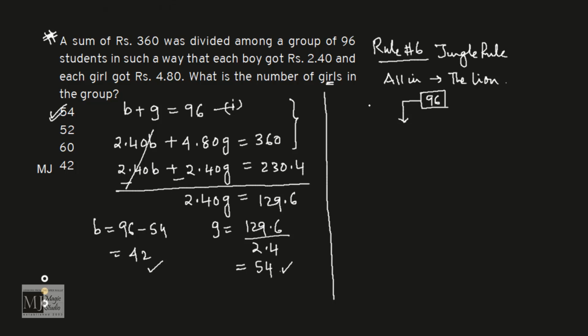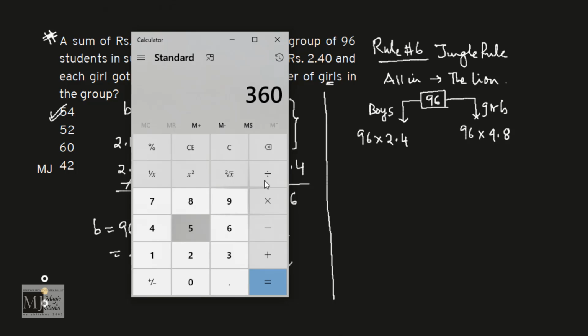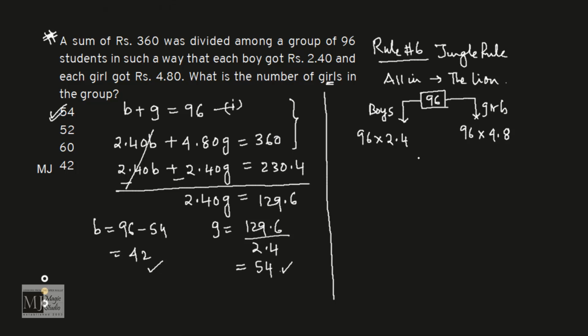Okay, if all of them are boys, then the money they will have is 96 into 2.4. And if all are girls, the money they will have is 96 into 4.8. Okay, but the money distributed is 360. I just need one help here. 360 divided by 96 is how much? 3.75. So actually 360 is 96 into 3.75.